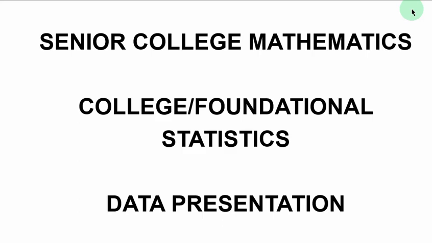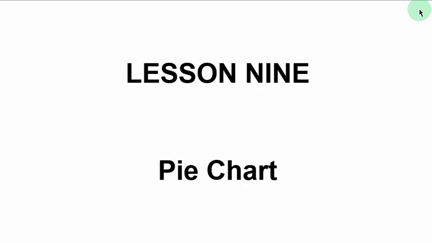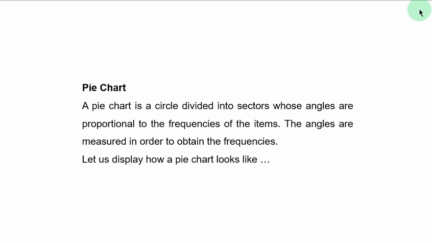In this series of teachings, we have college/foundational statistics and we want to consider data presentation. Lesson 9, pie chart. A pie chart is a circle divided into sectors whose angles are proportional to the frequencies of the items. The angles are measured in order to obtain the frequency.